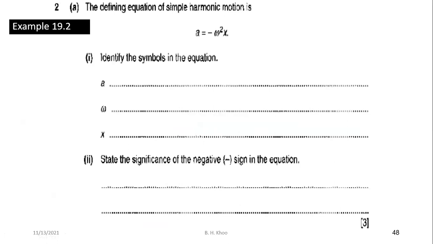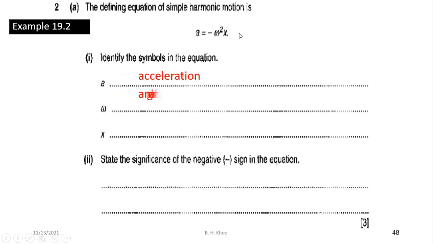Define the equation for simple harmonic motion. Identify the symbols. What is a? Acceleration. Omega? Angular frequency. x? Displacement. Okay, good.